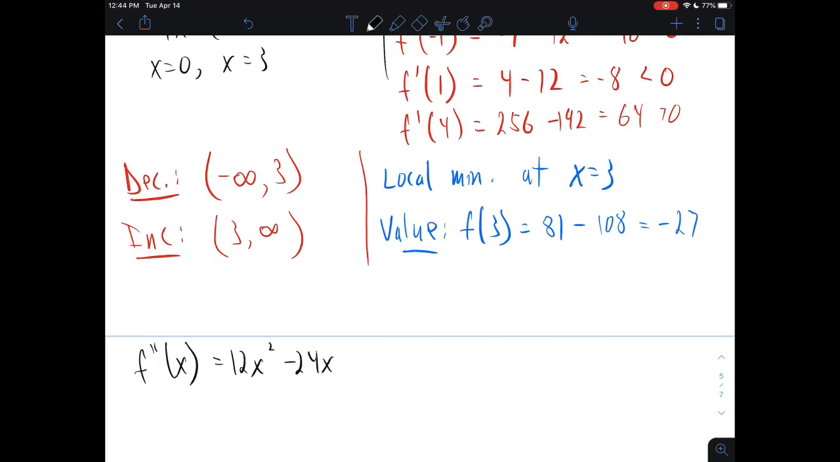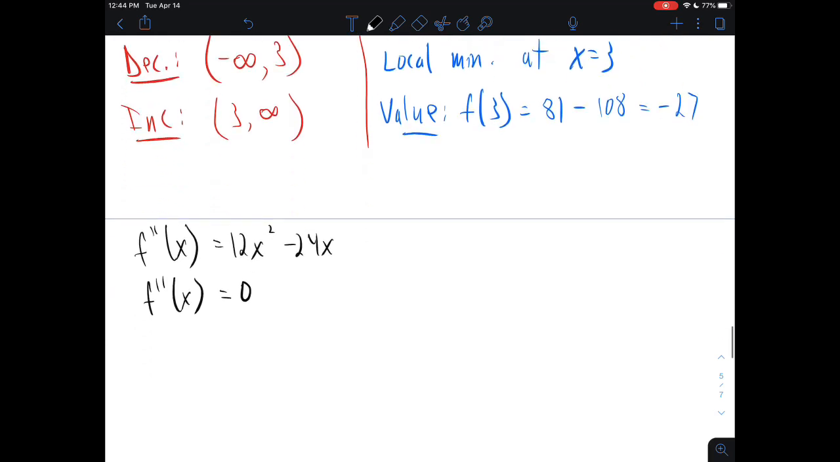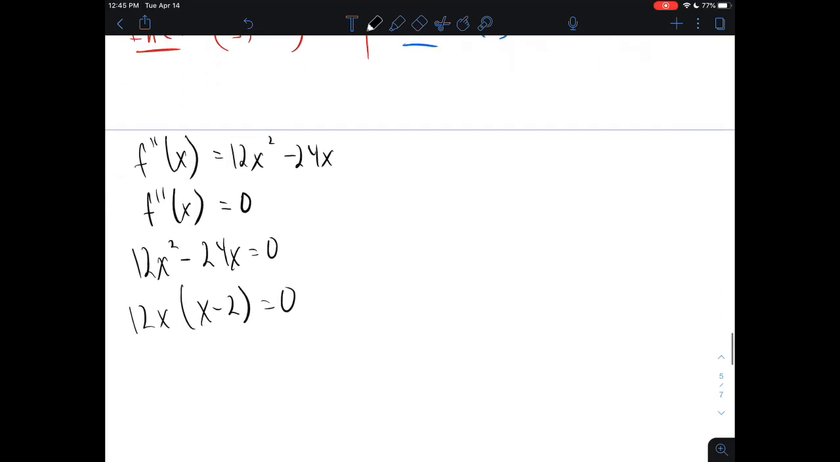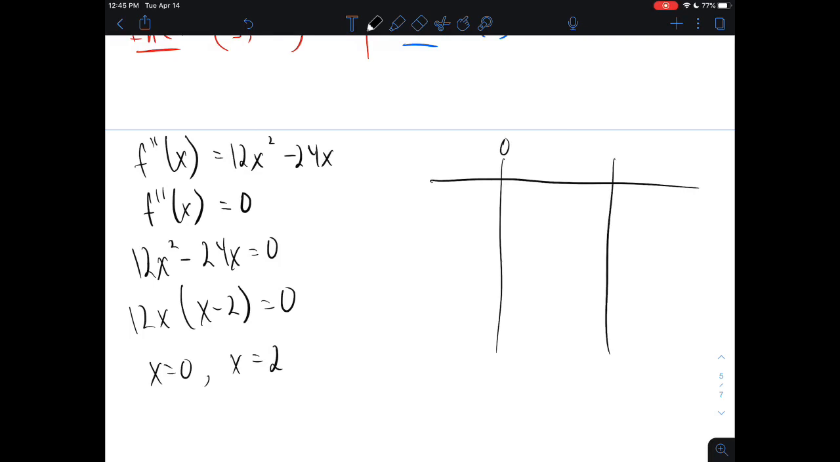And again, I need to set the second derivative equal to 0, which means I would have 12x squared minus 24x equal to 0. Solving for x, I get x equals 0 and x equal to 2. So then I'm going to split up my number line again using 0 and 2. And now I'm considering what happens to my second derivative, and that tells me something about my original function, f of x.